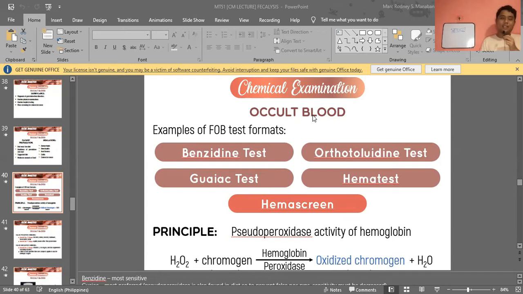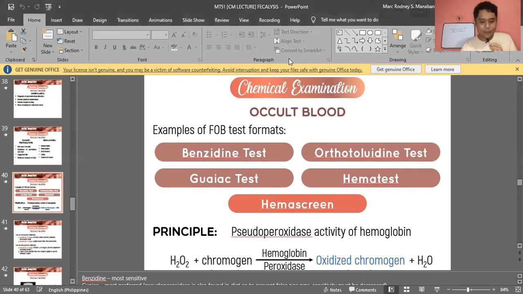If it's a false negative, check whether it's ascorbic acid, then press the buzzer and praise the Lord afterwards. Alright? It's the same principle. In a way, its false negative is the same as with your FOBT. Basta guaiac: guaiac, orthotoluidine, benzidine, or Hemascreen all follow the same principle. But if it's different, like immunochemical or porphyrin testing, that is a different principle, not pseudoperoxidase activity. Okay, that's for your occult blood testing.